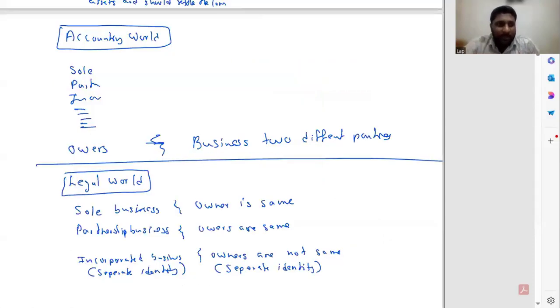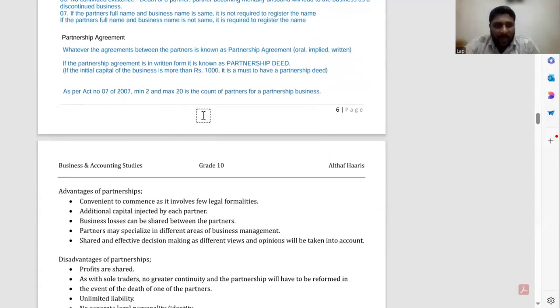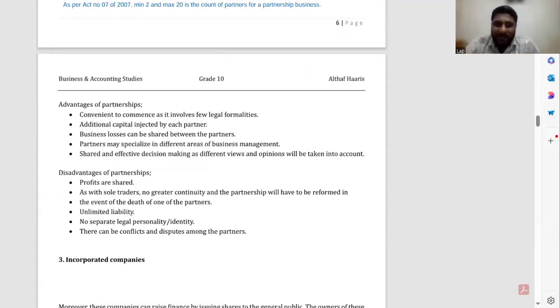Now let's move to the advantages and disadvantages. Like the previous ones, it is very easy to start a partnership business, not like the incorporated businesses. Advantage: since more people are there, up to 20 you can go. More people can pump in money. If the business needs 1 lakh, a lot of people are there to support that 1 lakh. If only one person is there, that one person alone should put in that 1 lakh. Business losses can be shared, obviously. If I am alone, I should bear all the loss. Our partners are there.